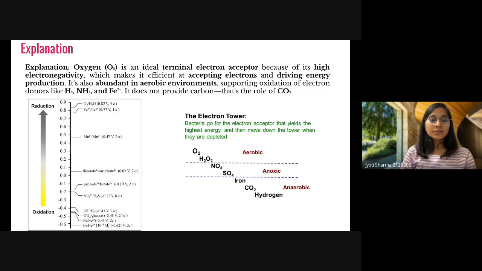So just see here, this is the electron tower, where oxygen is at the top. So this is giving you very high electronegativity. So whenever there will be any combination, this will give you the highest energy ever.